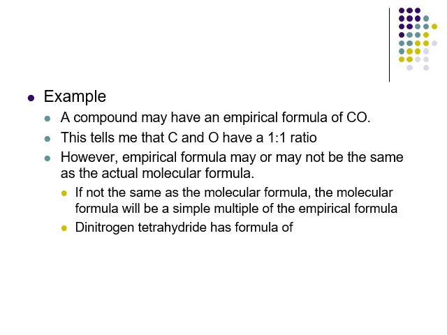So another example, dinitrogen tetrahydride, its actual formula is N2H4. What would its empirical formula be? Well, 2 and 4 reduced down to 1 and 2, so it would have an empirical formula of NH2.